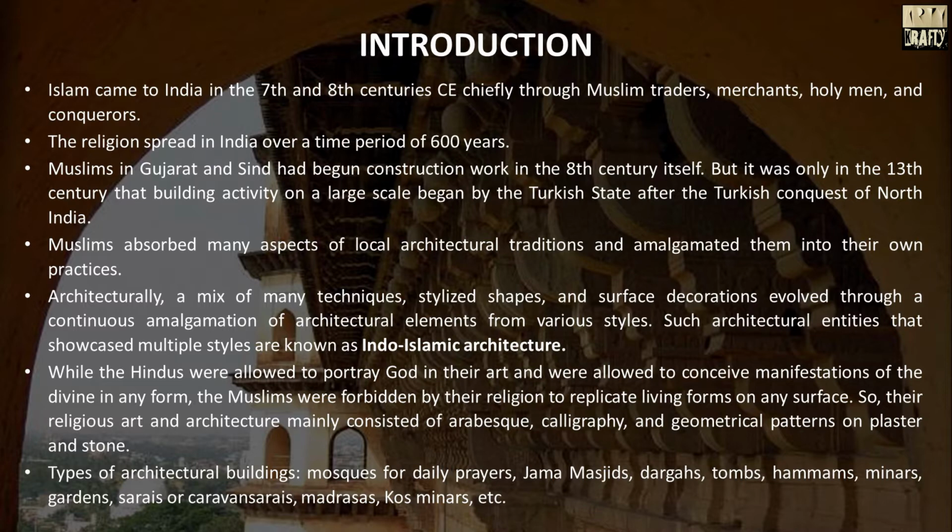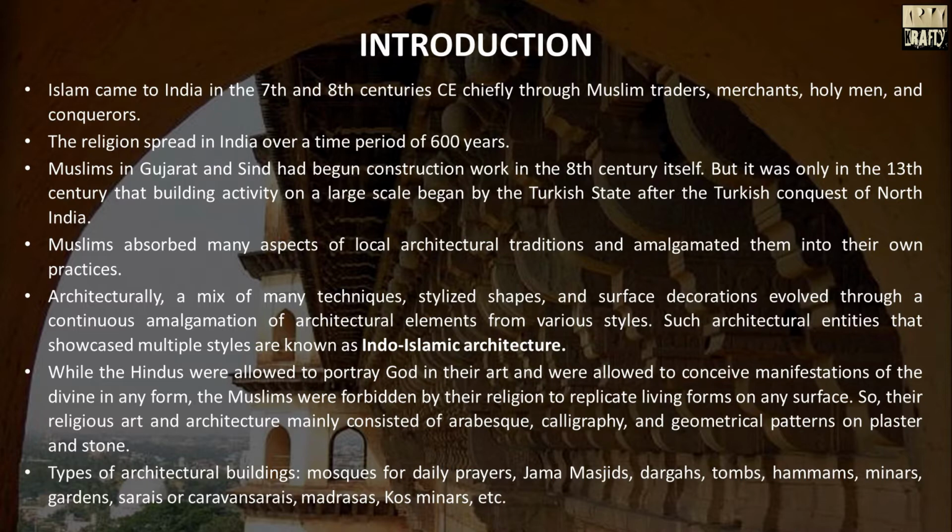India. Muslims absorbed many aspects of local architectural traditions and amalgamated them into their own practices. Architecturally, a mix of many techniques, stylized shapes, and surface decorations evolved through a continuous amalgamation of architectural elements from various styles. Such architectural entities that showcased multiple styles are known as Indo-Islamic architecture.